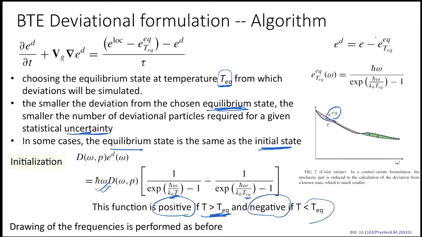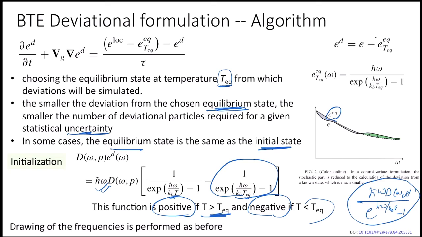So basically, from the distribution we have to draw. Previously we were only drawing from h bar omega D of omega p divided by e to the power h bar omega by kBT minus 1. But now we have to subtract the equilibrium distribution from the distribution from where we draw the particles. Okay, so after subtracting, we would now have these positive particles or negative particles. Is this part clear?